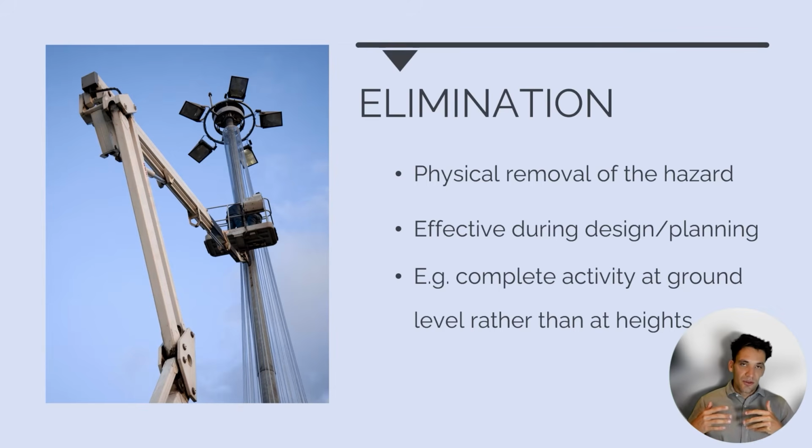So the first level of control we can have is an elimination control. An elimination control is the best. It means we're physically removing the hazard.